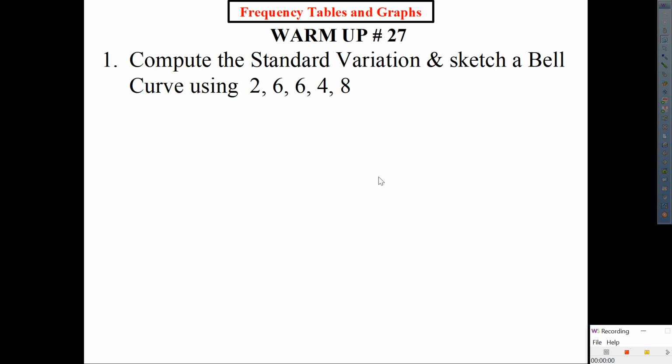Warm-up number 27 is on the screen. Once again, we're practicing our standard deviation. They give us 2, 6, 6, 4, 8. Give you some time for that. Get started, please. Copy and go.